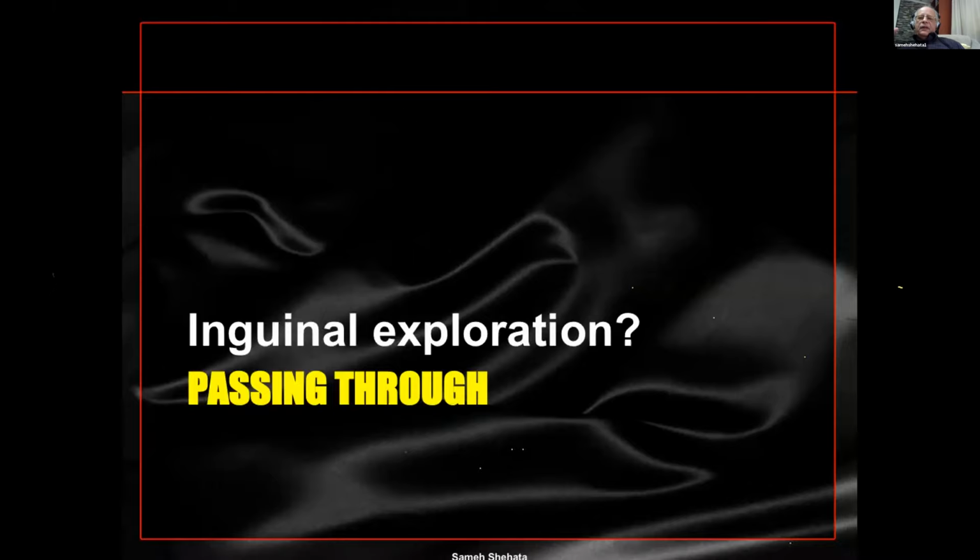Now, one of the findings is when you find the vas and vessels passing through the deep ring, and I think here you have another poll. Would you do inguinal exploration or not? You have a vas and vessels, it's impalpable. Do you do it always, never, or only when you have a patent processus vaginalis?